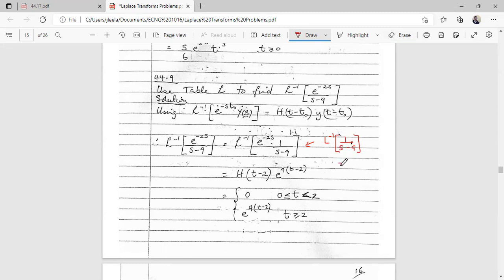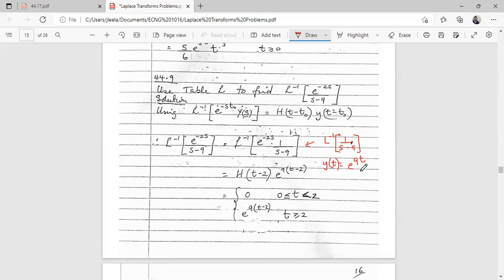We know that this is what? We know that this is e to the 9t, right? So basically, this is your y(t), right? Because the Laplace inverse takes a function in a variable s and carries it to a variable t. So your y(t) is e to the 9t.